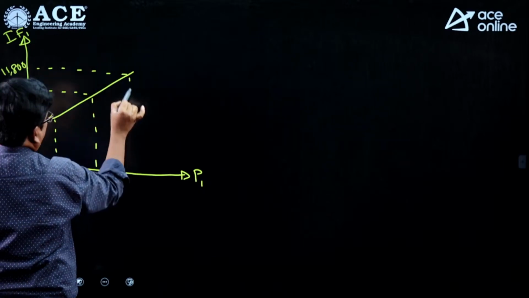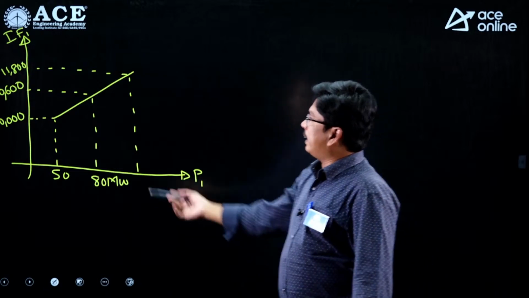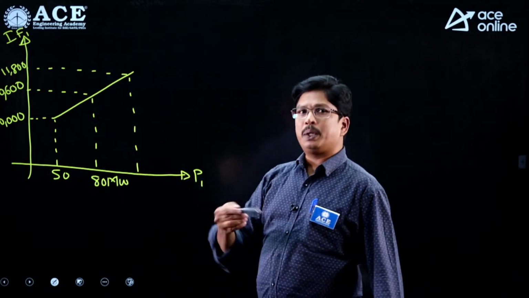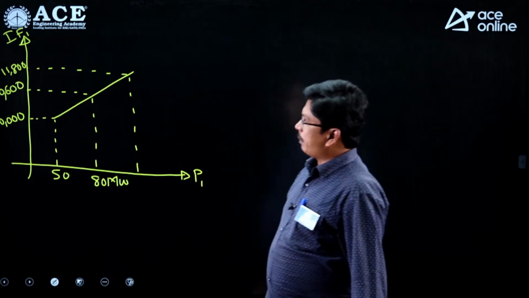For 11,800, what is the power P1 you have to calculate. Right, students? So first of all, write the line equation for this one. What is that? Y minus Y1 is equivalent to (Y2 minus Y1) divided by (X2 minus X1), times (X minus X1). That is the line equation we can write.